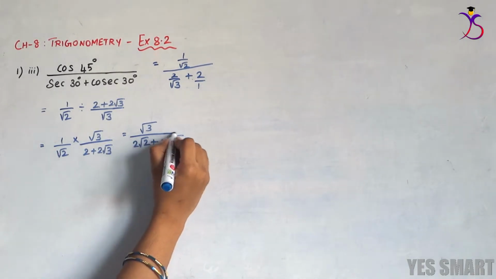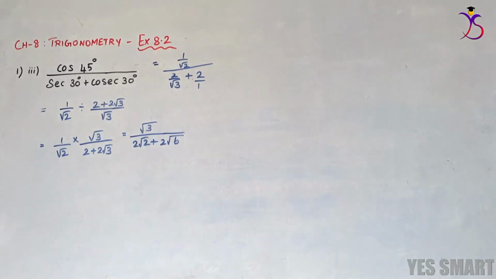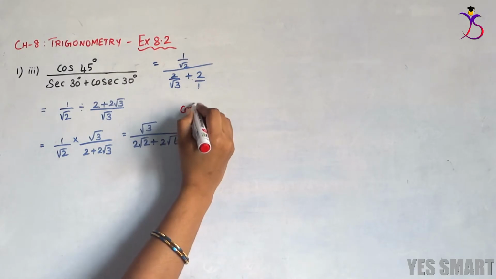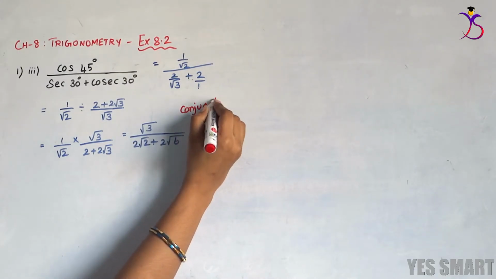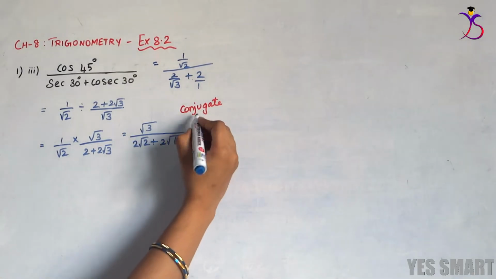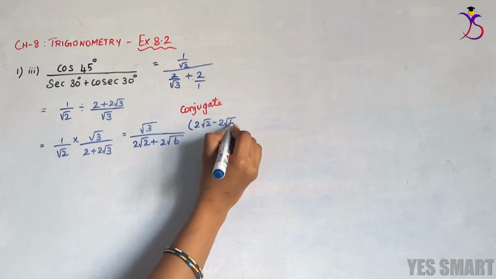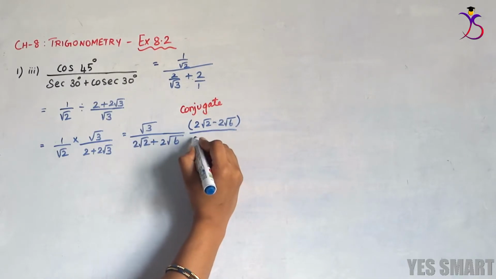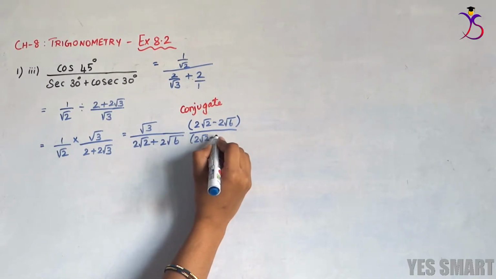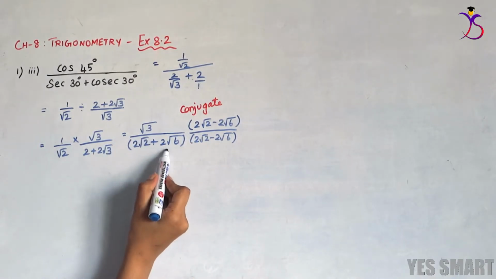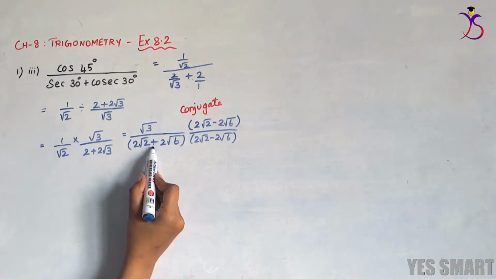Now I am going to take the conjugate. Therefore the conjugate term for the denominator is 2 root 2 minus 2 root 6. I am just multiplying the same in the denominator and numerator as well. How we can find the conjugate term is the sign of the second term of the denominator should be opposite. If it is plus, then the conjugate term should have minus. If it is minus, then the conjugate term should have plus.